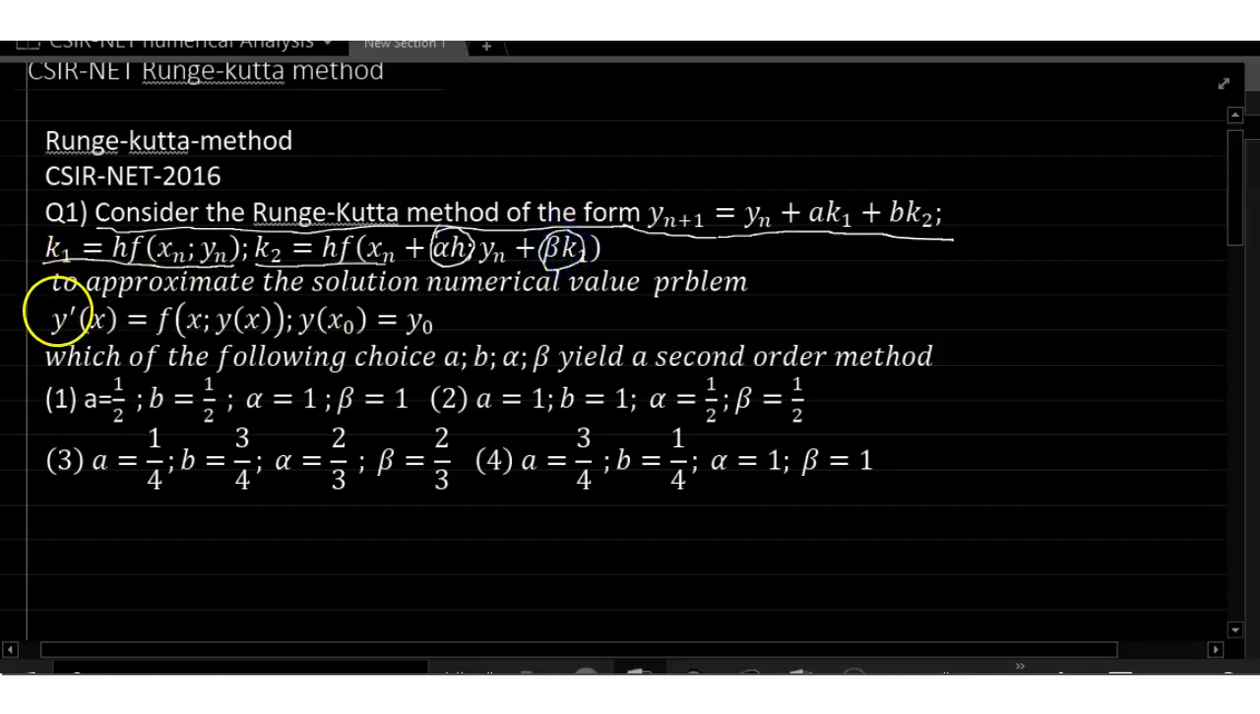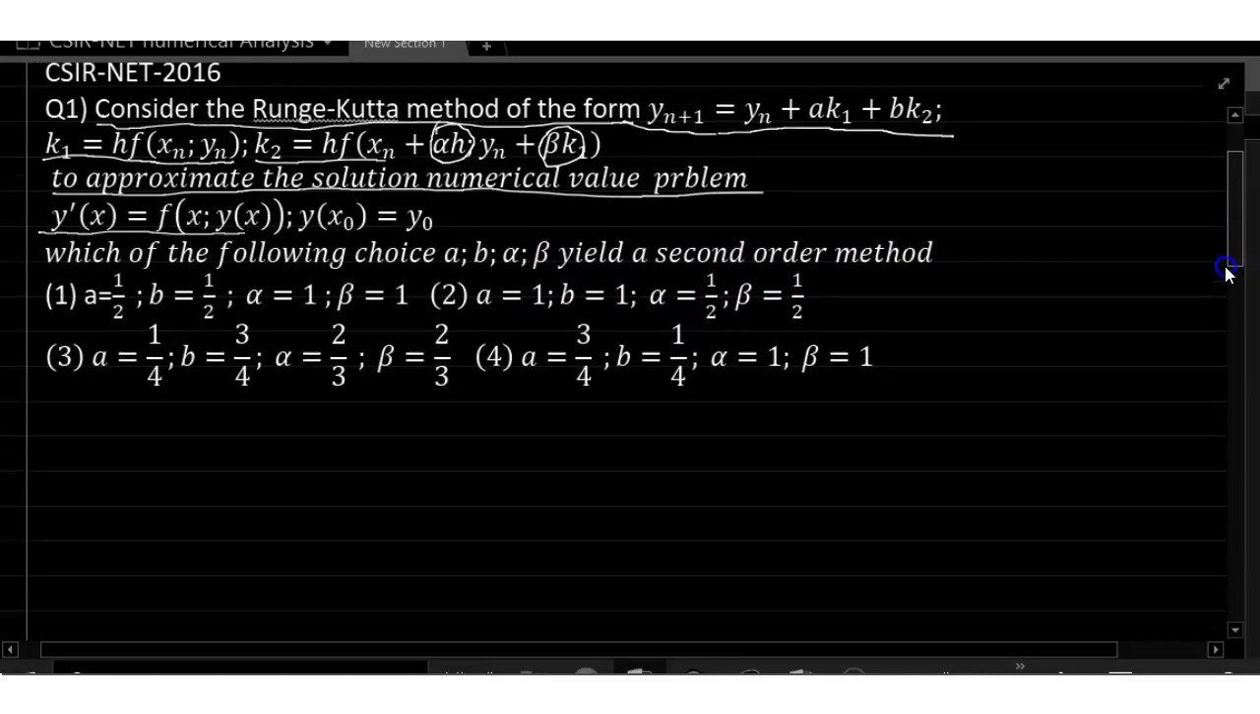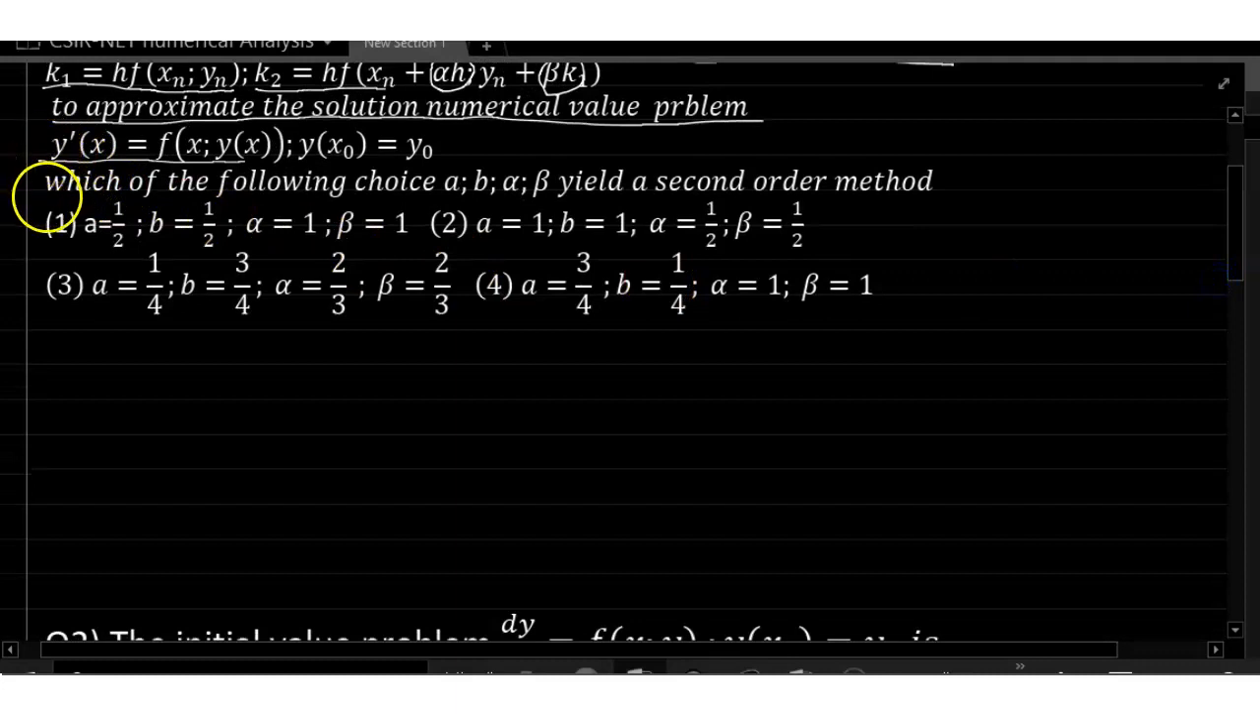To approximate the numerical solution of the problem y' = f(x, y), y(x0) = y0, which of the following choices of a, b, alpha, beta yield a second order method? Number one: a = 1/2, b = 1/2, alpha = 1, beta = 1. Number two: a = 1, b = 1, alpha = 1, beta = 1.